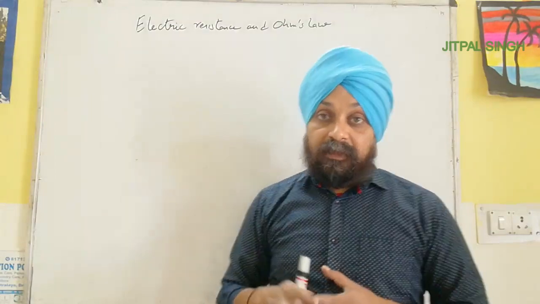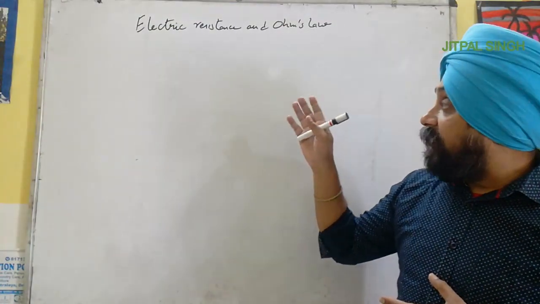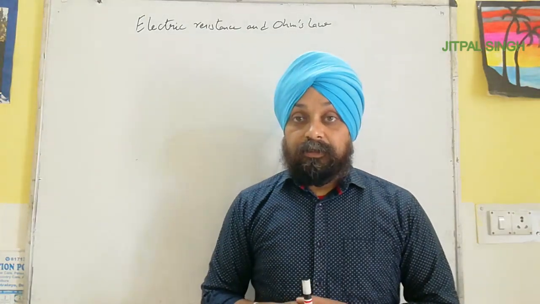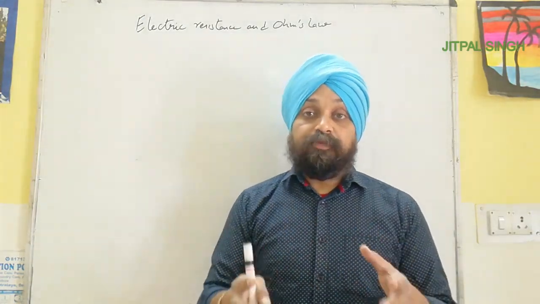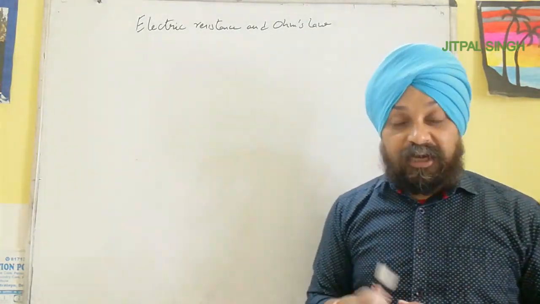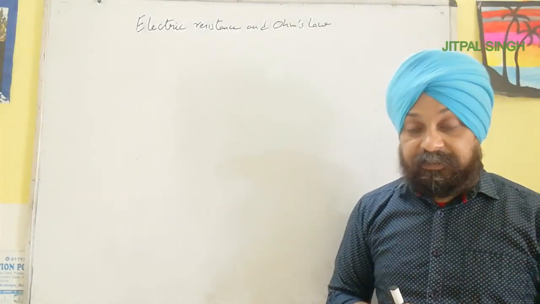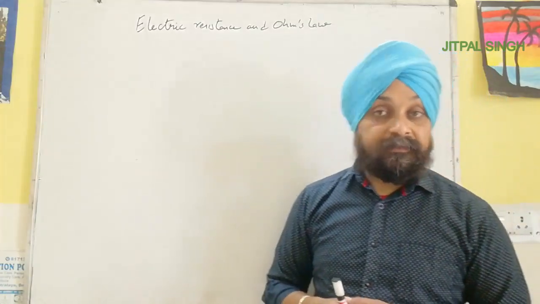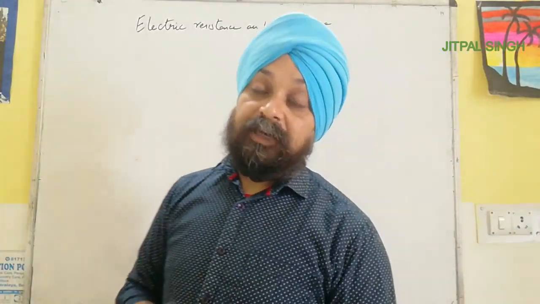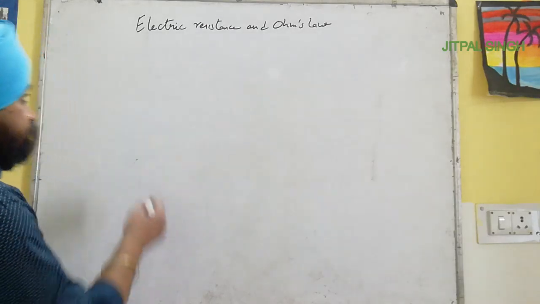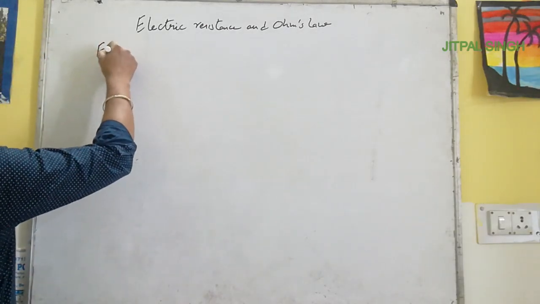Now, electric resistance and Ohm's law. This is basically where charge moves, and when charge moves, it forms current, and we are interested in finding the factors affecting the current. Okay, so the first part that we deal is electric current.